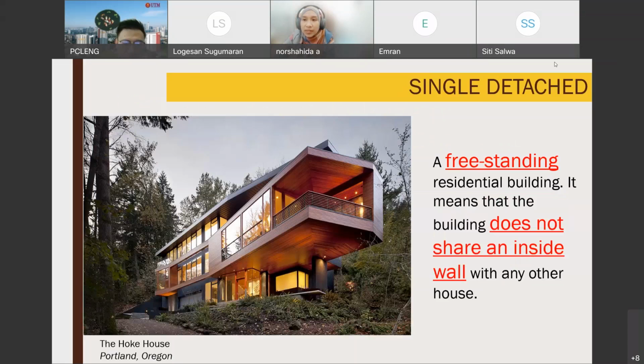The first one is single detached, like a bungalow. Do you recognize this house? This is the Hook House in Portland, Oregon. This is a freestanding residential building, which means the building does not share an inside wall with any other house.